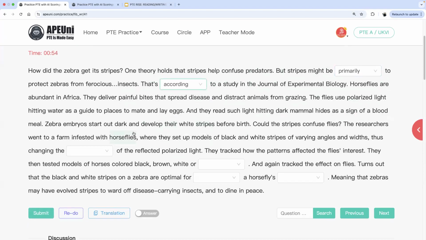Thus changing the dash of the reflected polarized light. What do you change of light? Direction. Yes. Direction of light. Horses colored black, brown, white, or dash. Zebra stripe. Yeah, because we're talking about zebra now. So we want zebra stripe. Black and white stripes on a zebra are optimal for a horse flies dash.